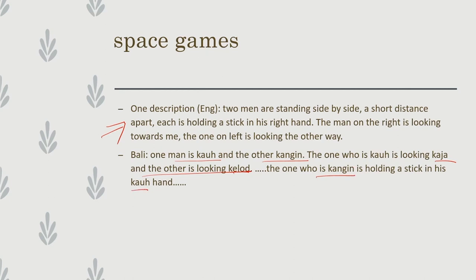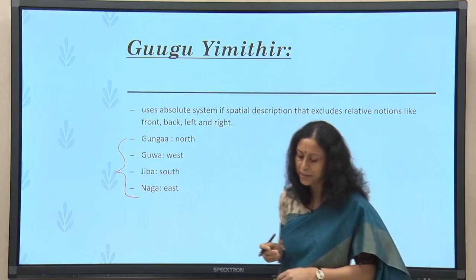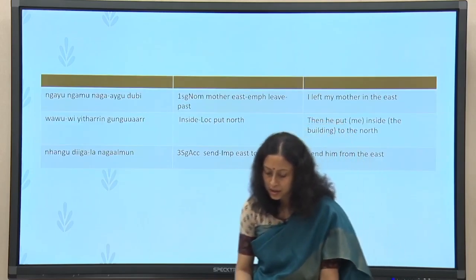Even on a small scale, two people standing next to each other and holding a stick in each of their hands, looking in opposite directions, will be described using this kind of coordinate. So, this is what we mean by being constantly aware of the coordinates all the time. Similarly, this is yet another language which also uses roughly translatable north, south, east, west coordinates with respect to the absolute system. This is how a sentence in that language looks.